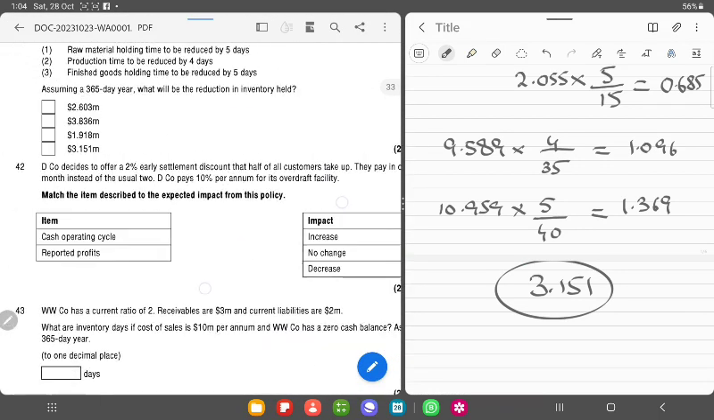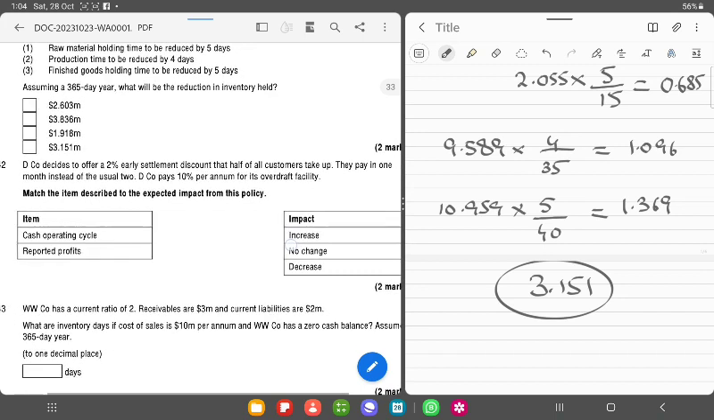Now in the next question they are asking us, D company decided to offer a 2% early settlement discount that half of all customers take up. They pay in 1 month instead of the usual two. So it means that after offering this discount of 2%, the receivable period is reduced from 2 months to 1 month, and D company pays 10% per annum for its overdraft facility.